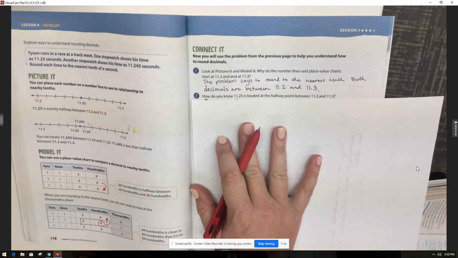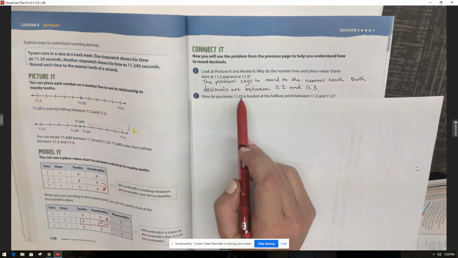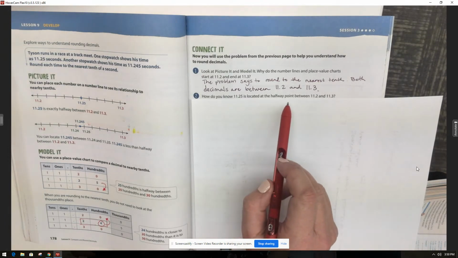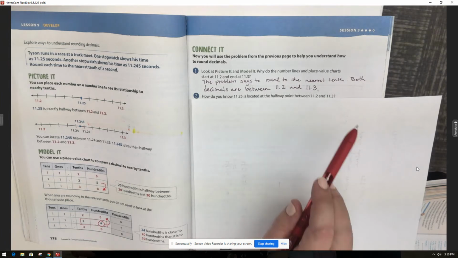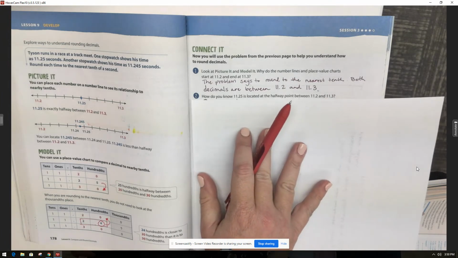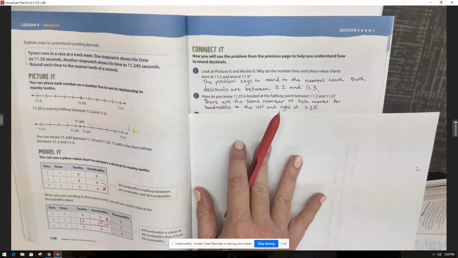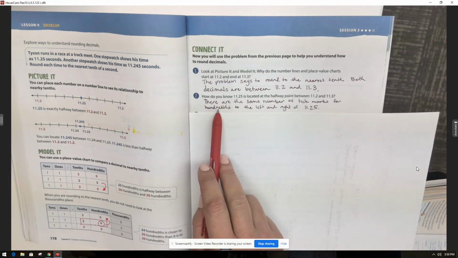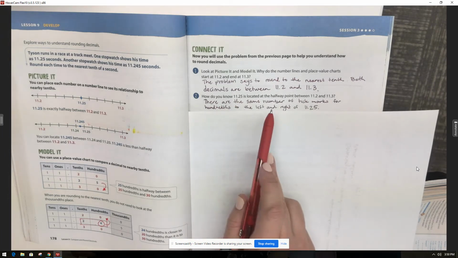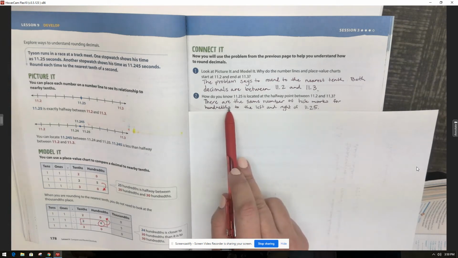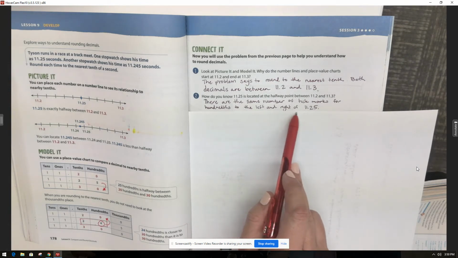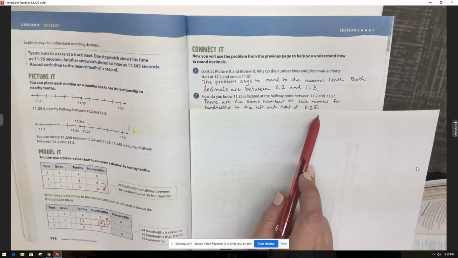Number 2 says, how do you know that 11 and 25 hundredths is located halfway between 11 and 2/10 and 11 and 3/10? And again, we did talk about that on the last page, but here's the reason why. There are the same number of tick marks for hundredths to the left and the right of 11 and 25 hundredths.